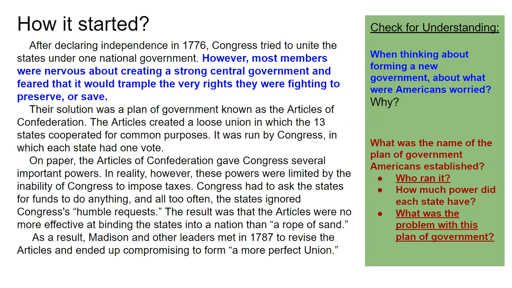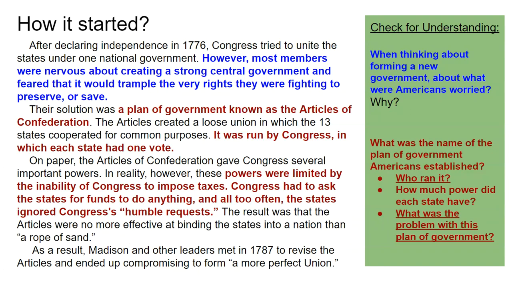So we're going to jump right into the questions and make some connections. So our first question, when thinking about forming a new government, about what were Americans worried and why? So we see here in the text, it points out that people were worried about losing the freedoms they were fighting for. So they were very interested in making sure they weren't going to have the same problems that they had with England.